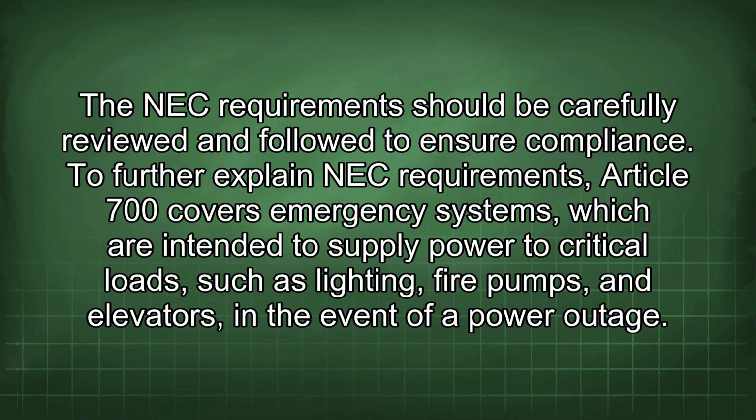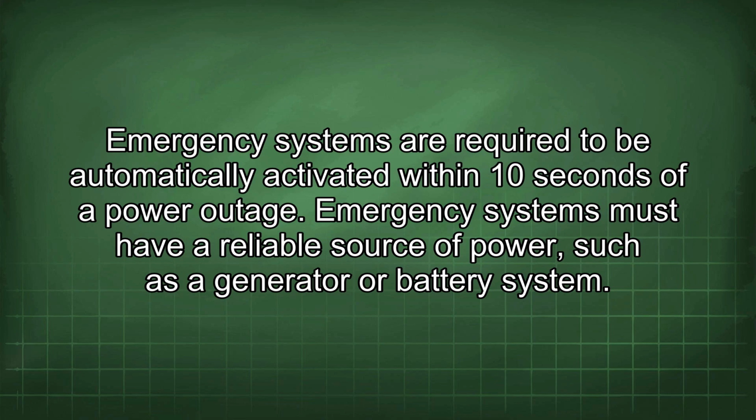To further explain NEC requirements, Article 700 covers emergency systems, which are intended to supply power to critical loads, such as lighting, fire pumps, and elevators, in the event of a power outage. Emergency systems are required to be automatically activated within 10 seconds of a power outage. Emergency systems must have a reliable source of power, such as a generator or battery system.